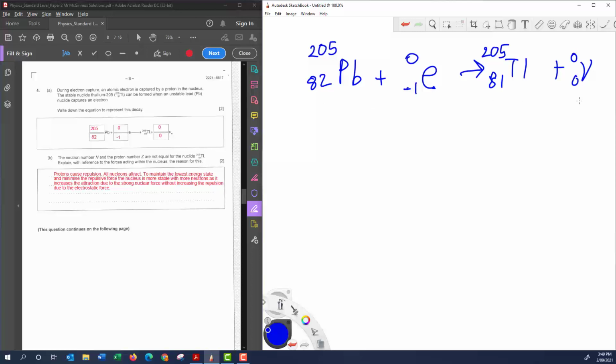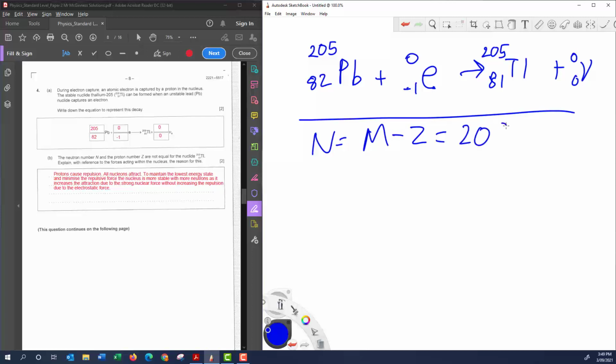Now part B, this one's an interesting one. It's really a worded explanation question. They're saying the neutron number here is significantly larger than the proton number, and that's true. We don't actually have to calculate the neutron number, but if we wanted to, we could. It would be equal to our mass number, I'm just going to call that capital M for now, though I don't think that's really convention. So that would be 205 minus 81. That looks to me like it's going to be 124, which is much, much bigger than 81.